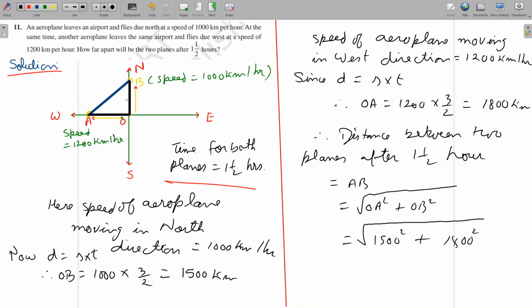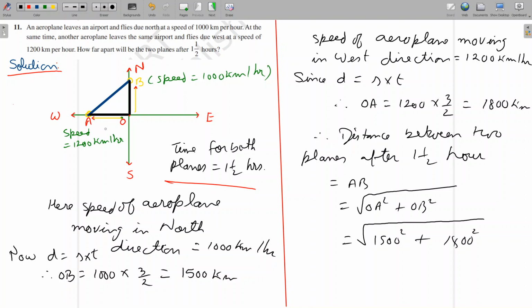In question number 11, there are two aeroplanes. One is moving towards north and one is moving towards the west. The one that is moving towards north has a speed of 1000 km per hour, and the other airplane has a speed of 1200 km per hour. And we have to find the distance between the two aeroplanes after 1.5 hours.